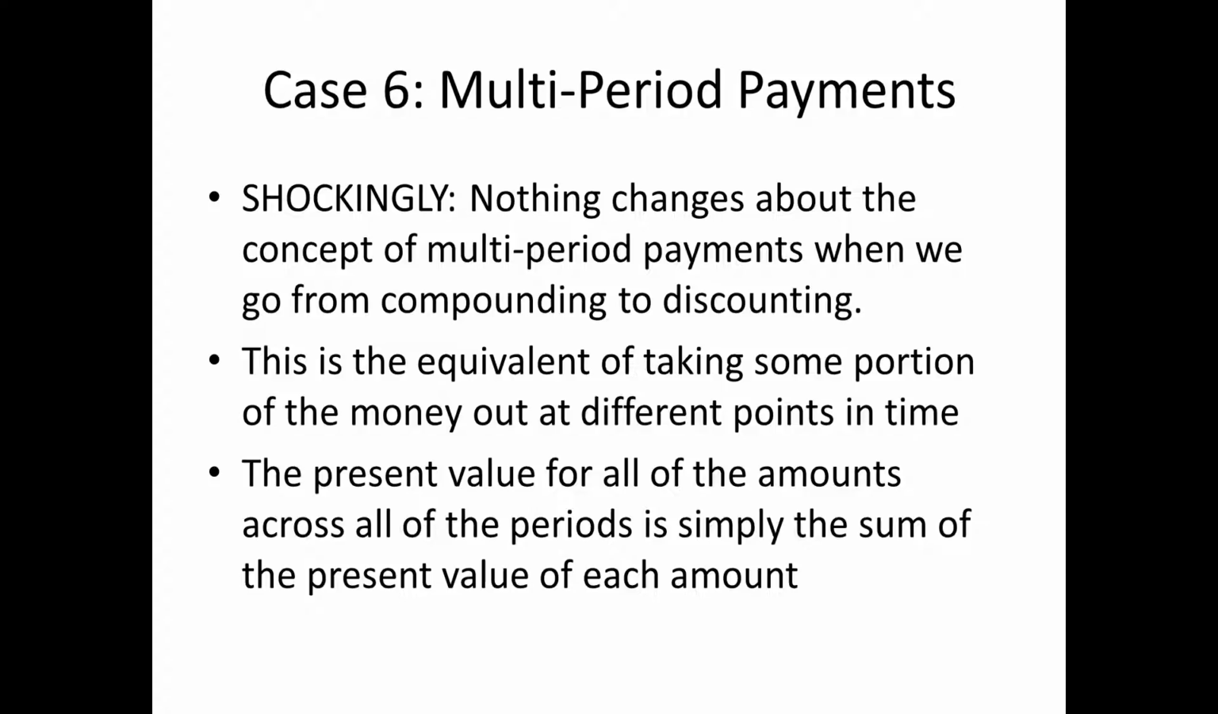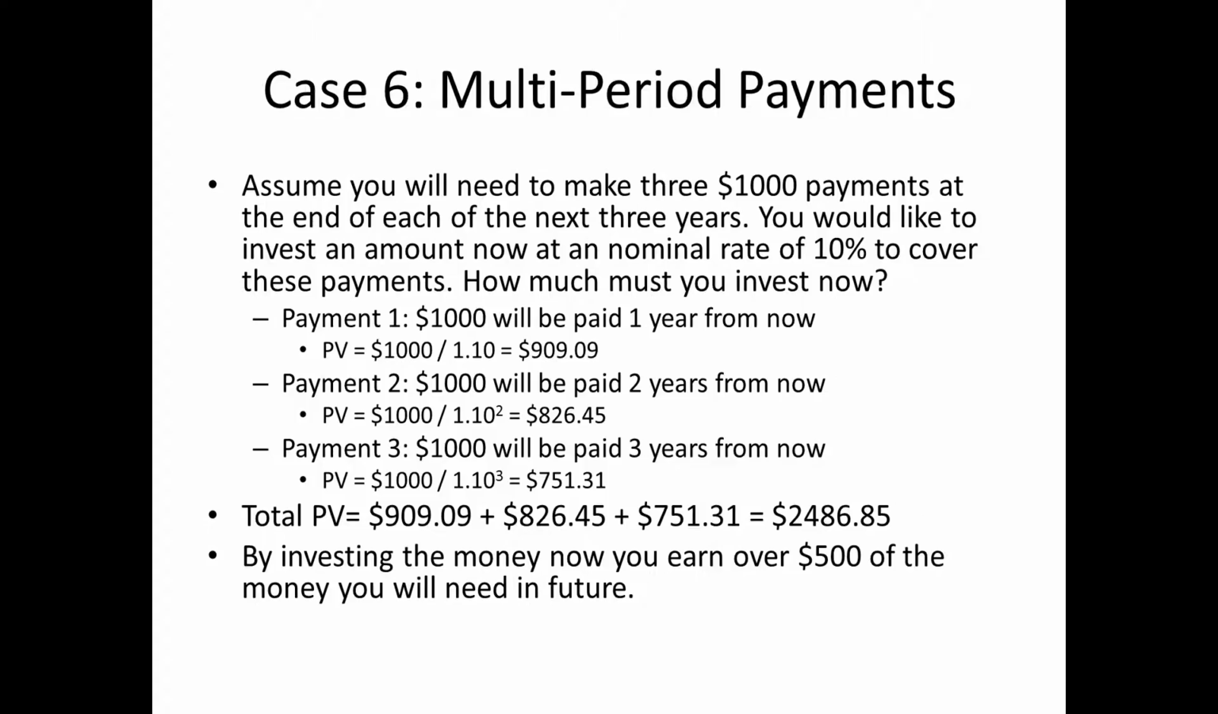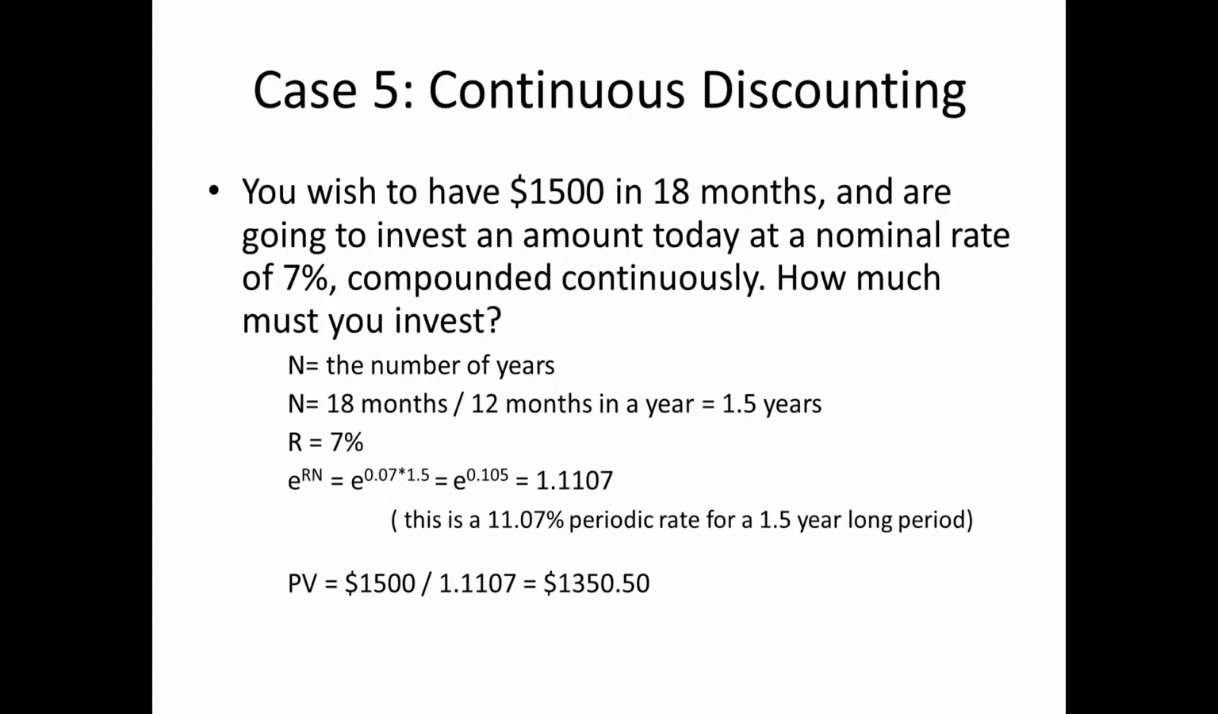Here, what you want to think about is that you're going to need to take some money out at certain points in time, and you need to know how much you need to put in now in order to be able to take that out in the future. So the present value is simply the sum of the present value of each of the amounts again. You do the same kind of math you did on each one of these payments, and then just add them up, just like we did for the future value.